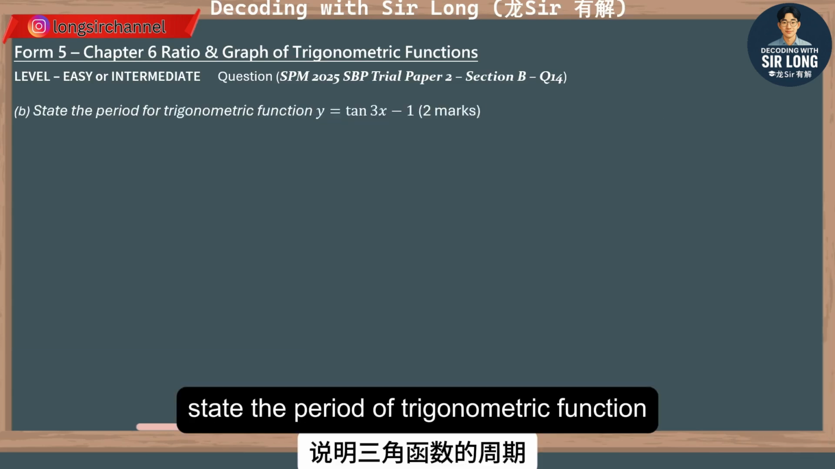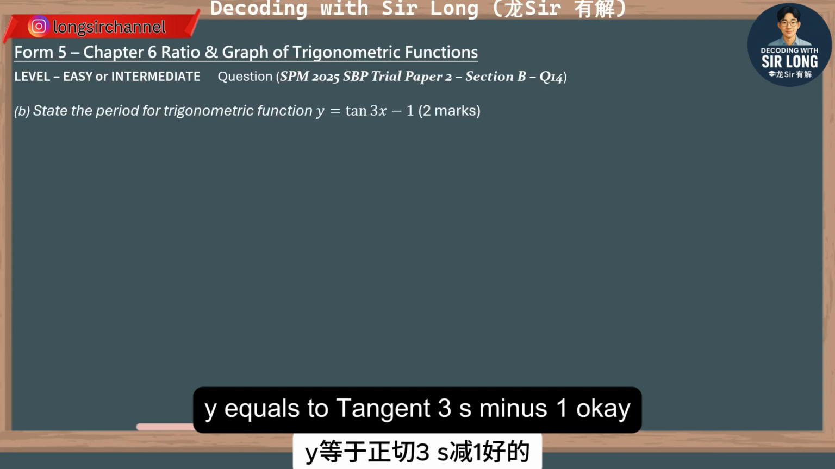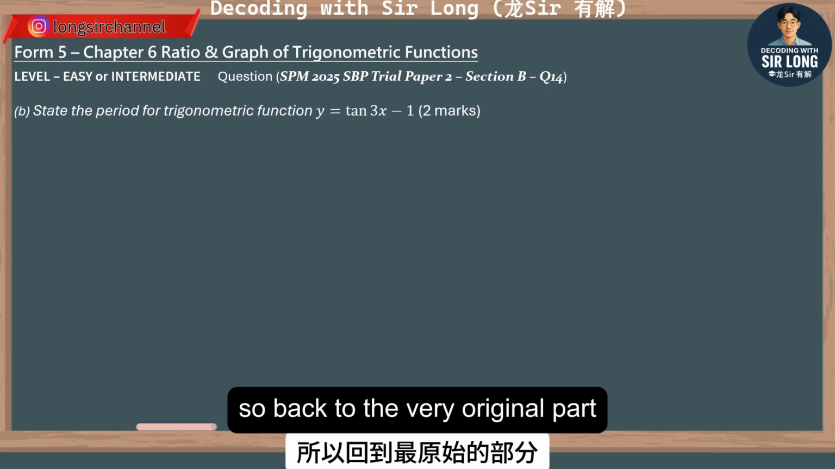State the period of the trigonometric function y equals tangent 3x minus 1. Okay, so back to the very original part.